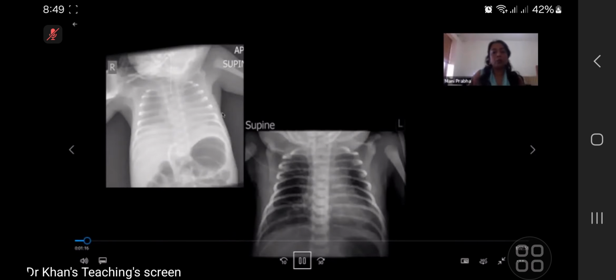Just comparing hyaline membrane disease with transient tachypnea of newborn, these are hypoinflated lungs and these are slightly hyperinflated lungs. There can be haziness, and here it can be streaky opacities or thickening of the fissures. Small pleural effusions can also be there.